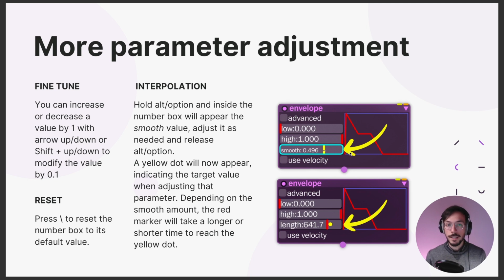Then you can release your Alt or Option key, and a yellow dot like this will appear inside the number box. Now, when you move the slider back and forth, you'll move the dot, which is the target value, and the red marker will take a longer or shorter time to reach that yellow dot, depending on the smooth amount.